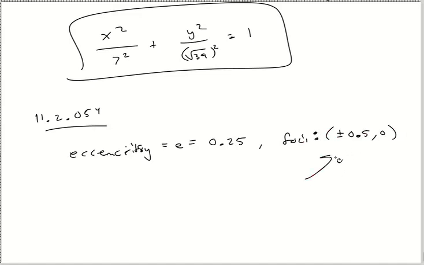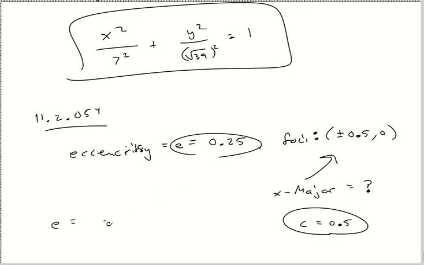Notice again, my foci are on the same axis as my majors. These are telling me that I have an X major. Now, I don't know what that major is right now, but I do know that it's along the x-axis. Okay? Well, what I do know from this is that C is equal to 0.5. I mean, we can get that much. And E is equal to this much. So is there something that ties them together? E is equal to C over major.